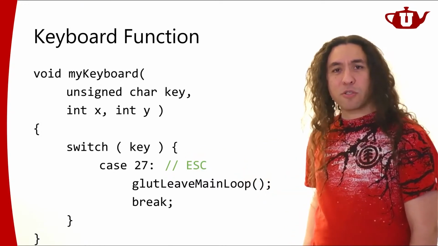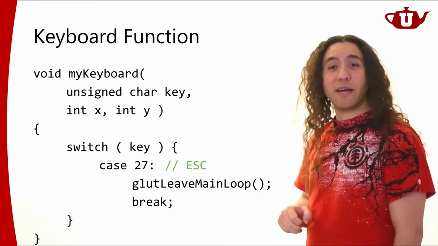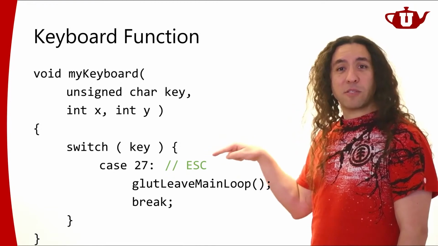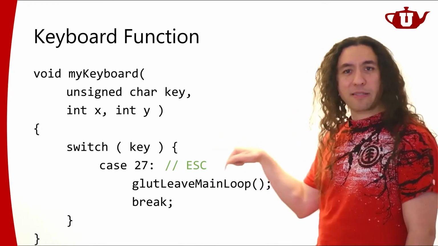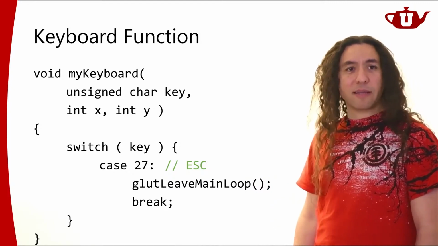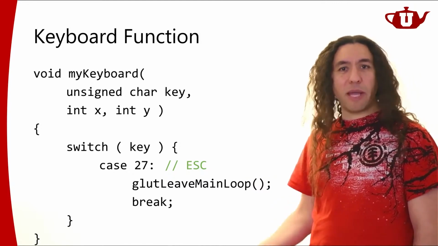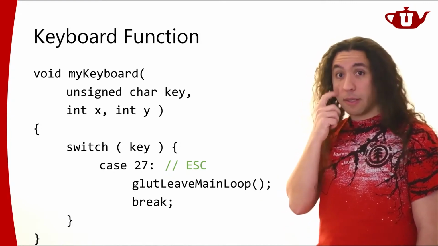The escape key corresponds to the ASCII code 27. So if the code is 27, you call glutLeaveMainLoop. That's the proper way of exiting a GLUT application. Telling GLUT that we're done with the main loop. You can return now. All right.